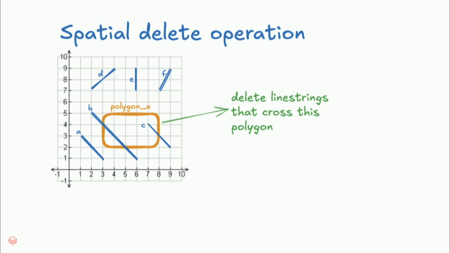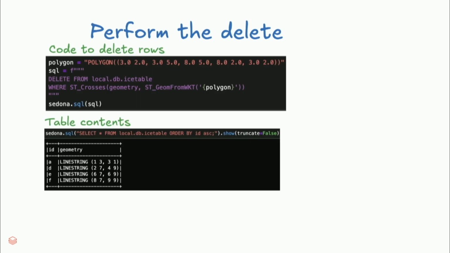So how do we do that? The way we do that is we introduce a spatial predicate called ST_Crosses. This is a spatial predicate coming from Apache Sedona, but you also have the same predicate across the board, like in PostGIS as well.